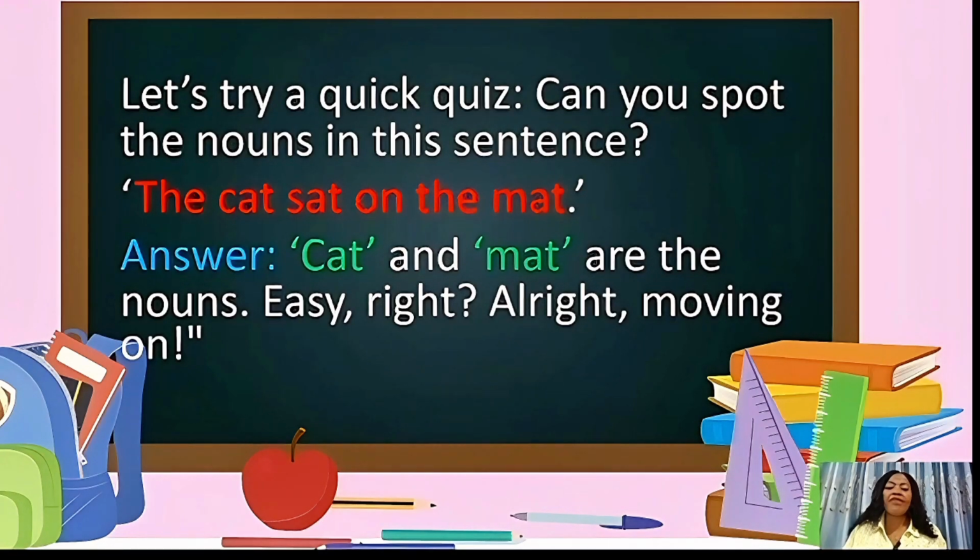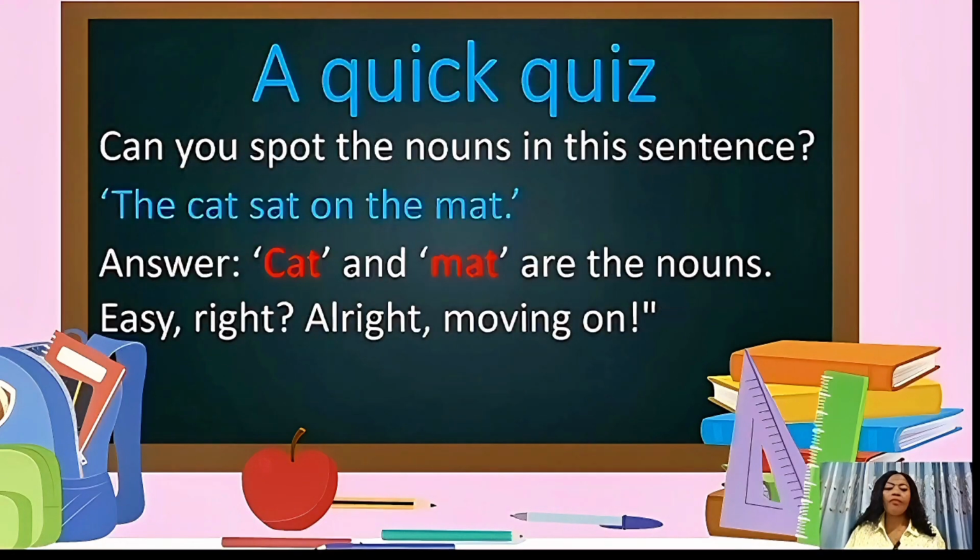Now let's keep moving. A quick quiz. Can you spot the nouns in the sentence? The cat sat on the mat. Answer. Cat and mat are the nouns. Exactly, just like what we talked about before.